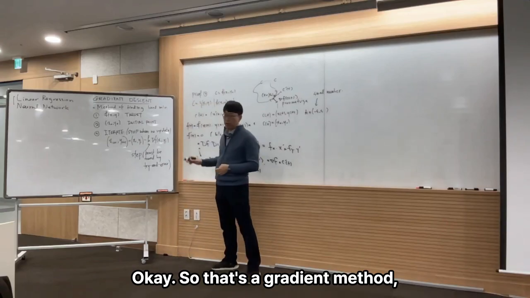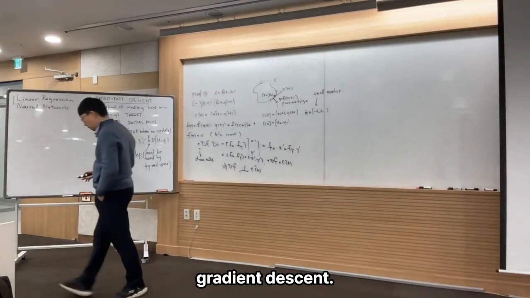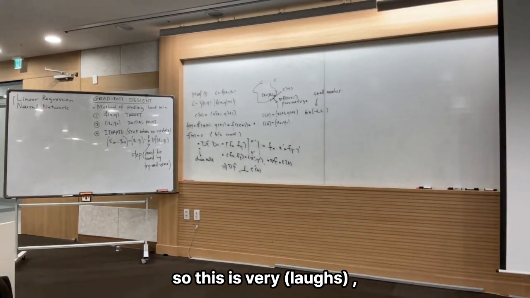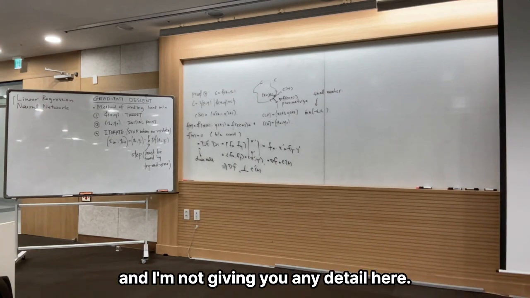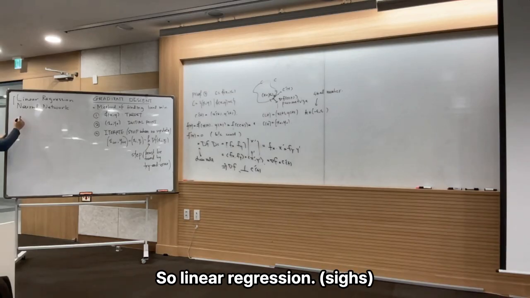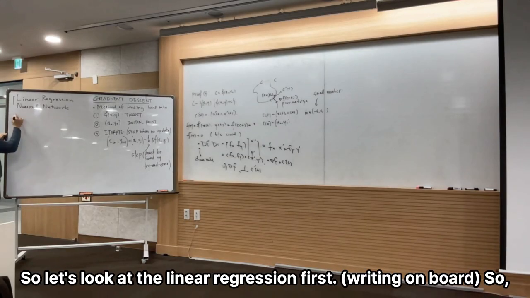Okay, so that's a gradient method, gradient descent. And we're going to apply this. This is just a strategy, and I'm not giving you any detail here. So I'm going to apply this to these two problems and see how this works. So linear regression. Let's look at the linear regression first.